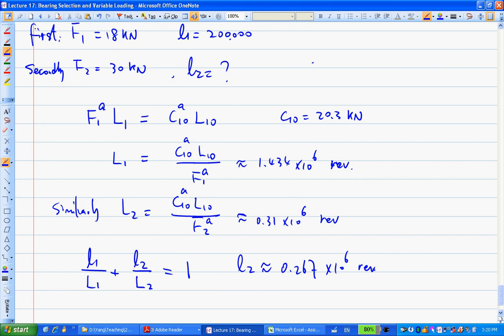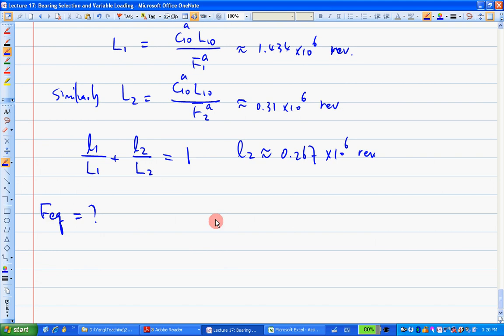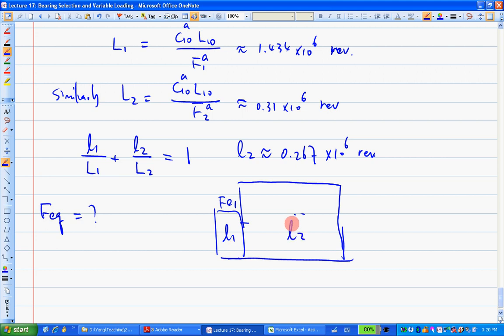So I'll keep a question for you. What is FEQ? That's the same question we know. How do you calculate FEQ for this situation here? What does FEQ basically mean? FE1 for L1, then subject to FE2, which is actually higher than FE1. So subject to FE2 for how much, for this L2, until it fails. So what will be the FEQ?